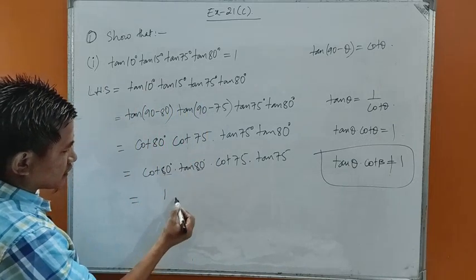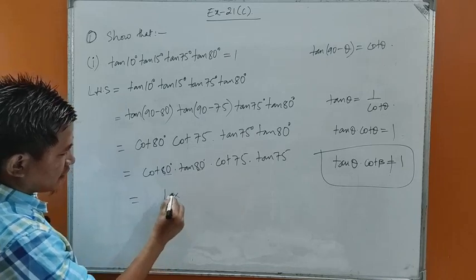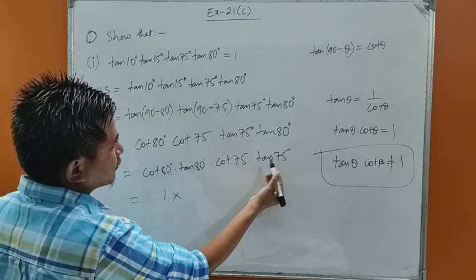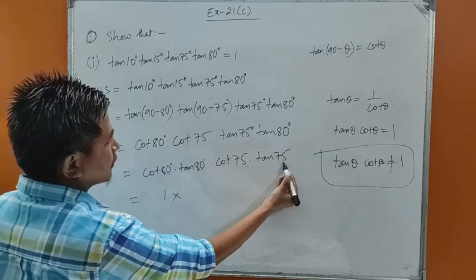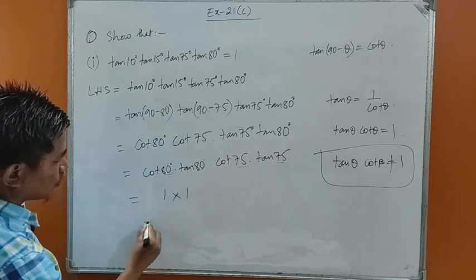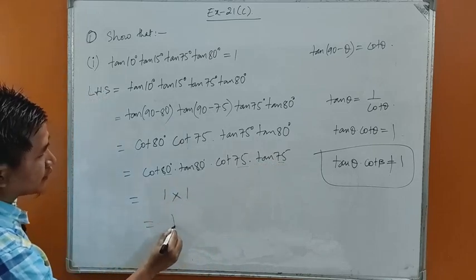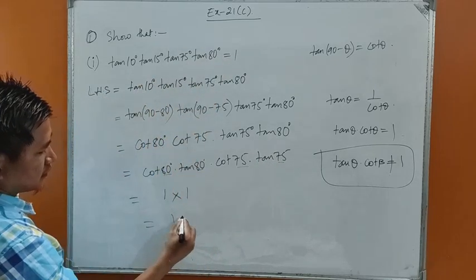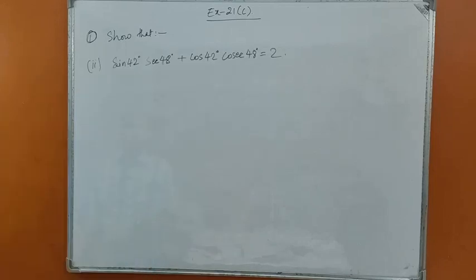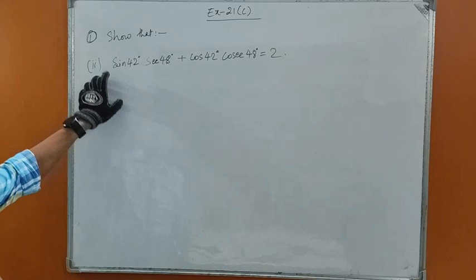This is multiplied by cot 75 into tan 75. Same thing, angles are same, 75, 75. Cot 75 into tan 75 is 1. So 1 into 1 means 1. This is what we have on the right hand side, equals RHS. Hence proved.